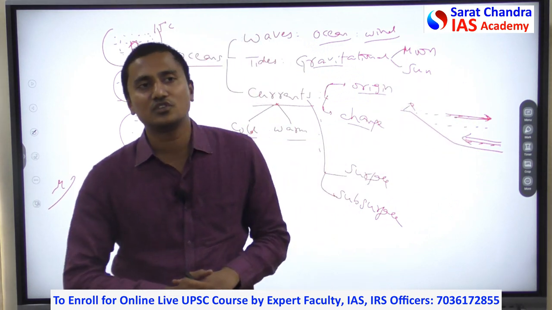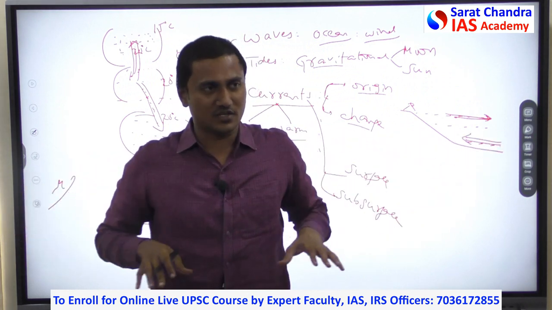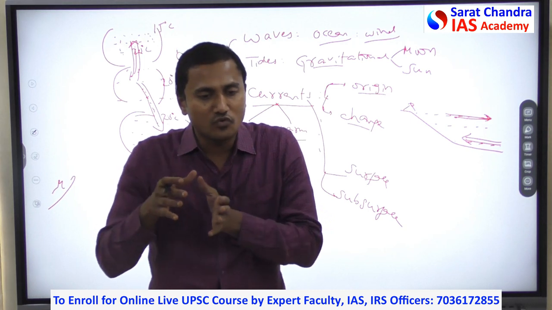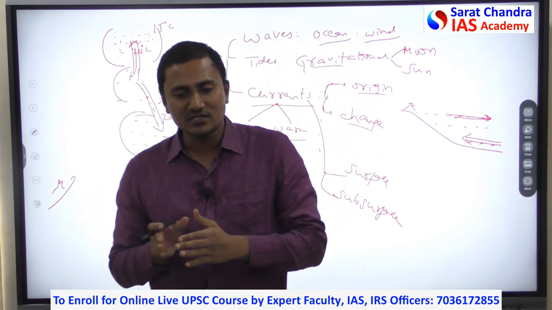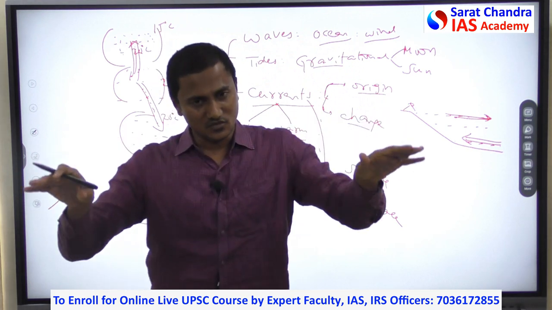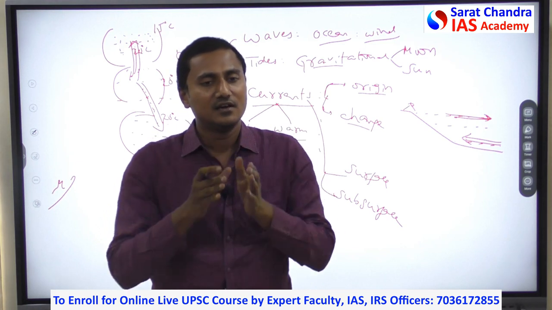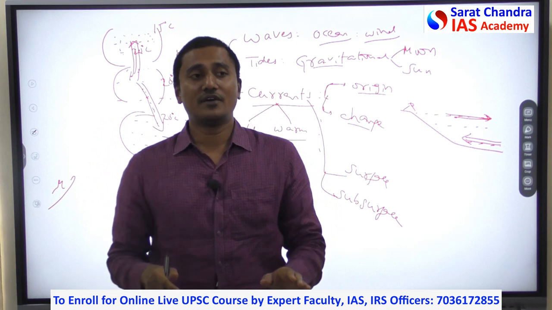Basically, what is ocean current? Ocean current is nothing but, in the ocean, some mass of water flows just like the river on the land. On the land, how does the river flow? Similarly, in the ocean also, some mass of water flows in a specific direction, flows like a stream, that is called ocean current.